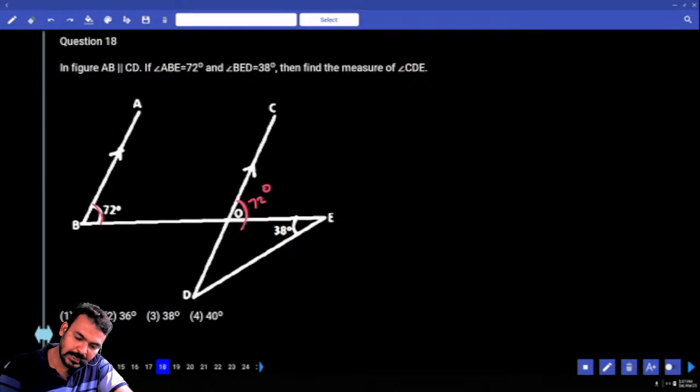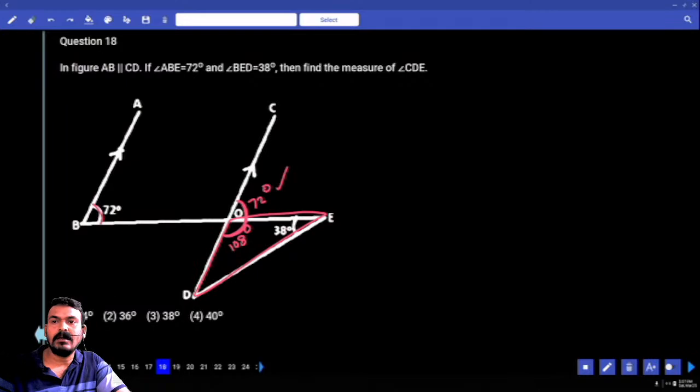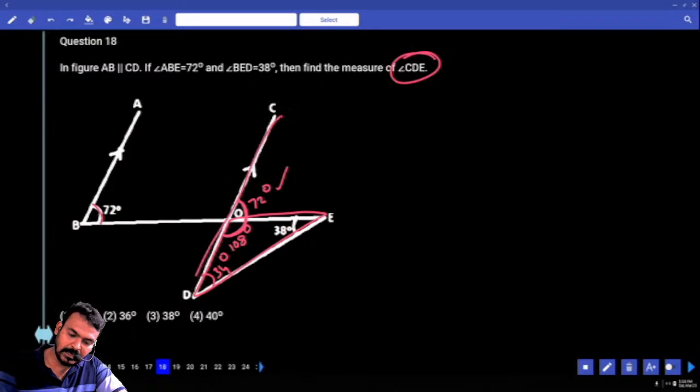What is the total of this angle? 180. Out of 180, here is 72. What is the remaining angle? 108. And here, triangle DOE is 180. In that 180, two angles are already given: 108 plus 38 is 146. What is the remaining? 34. So the D value is how many degrees? 34. What is the question here? Angle CDE. Angle CDE is also how many degrees? 34.